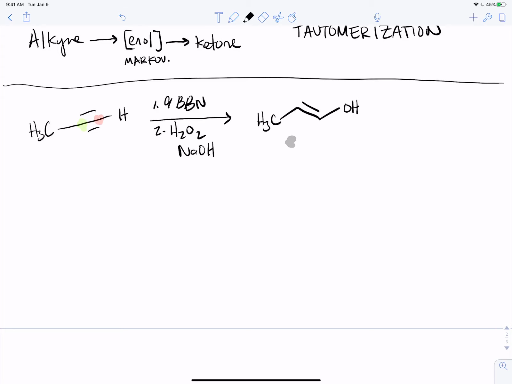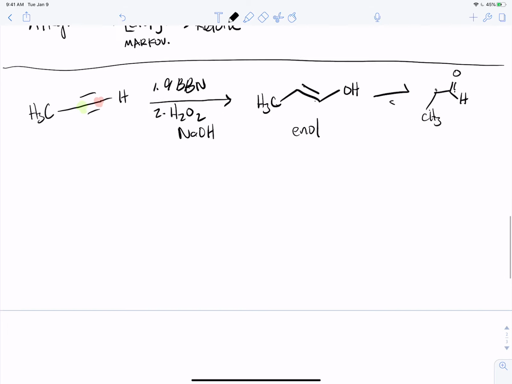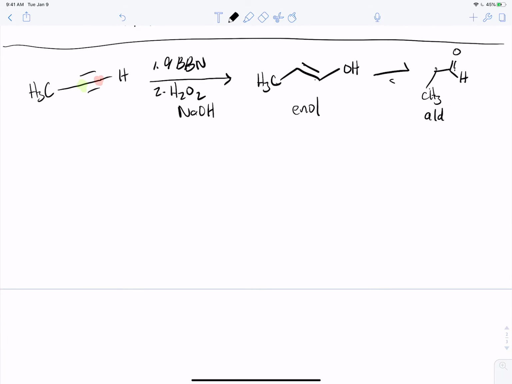And again, you'll notice that we formed an enol here. And we know those aren't stable from our last example. That's going to immediately tautomerize into an aldehyde. So here we have a method of going from an alkyne to an aldehyde.